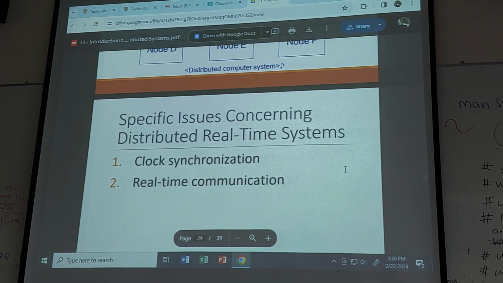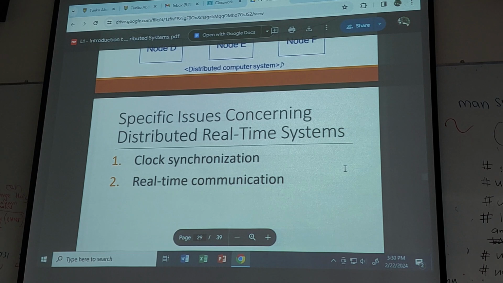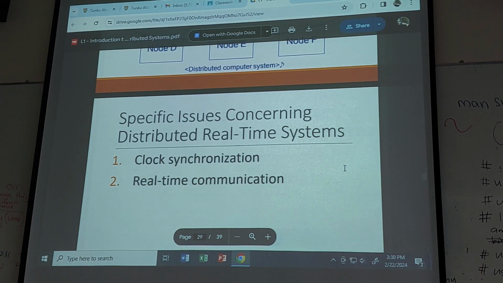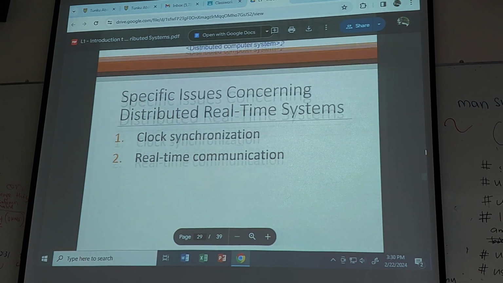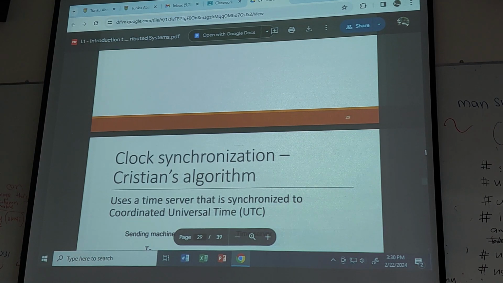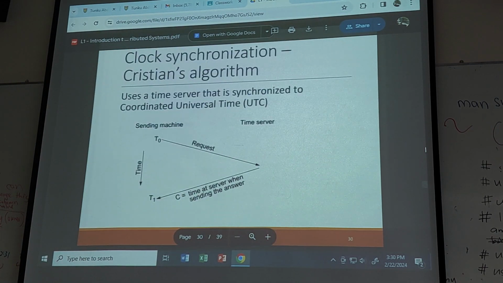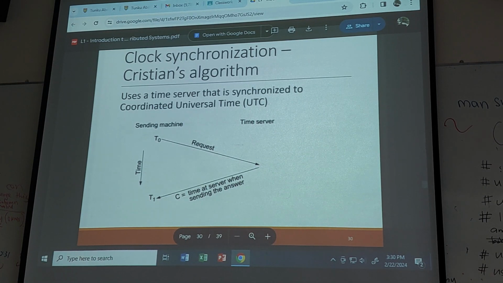Okay, a specific issue concerning the distributed system is the clock synchronization that I was talking about. Because if you don't synchronize, you will not have a correct idea of what is happening, and you might have a wrong interpretation of the system. The second important one is the real-time communication that I just showed to you in the previous slide. If you don't have real-time communication, then it can give you a bad result.